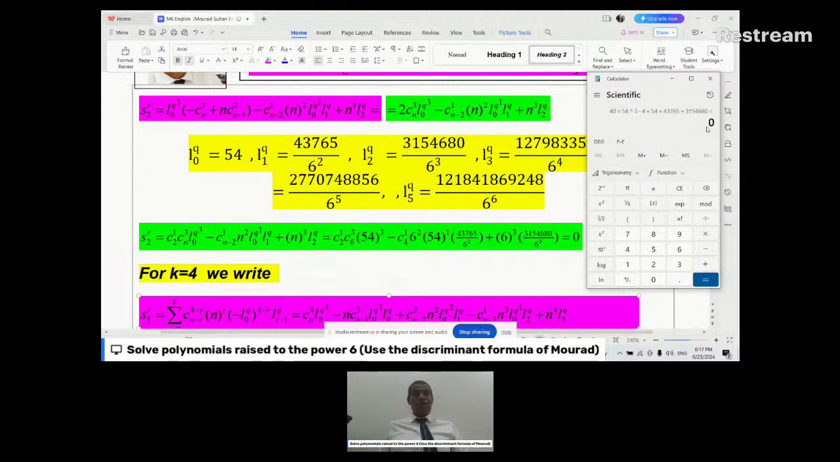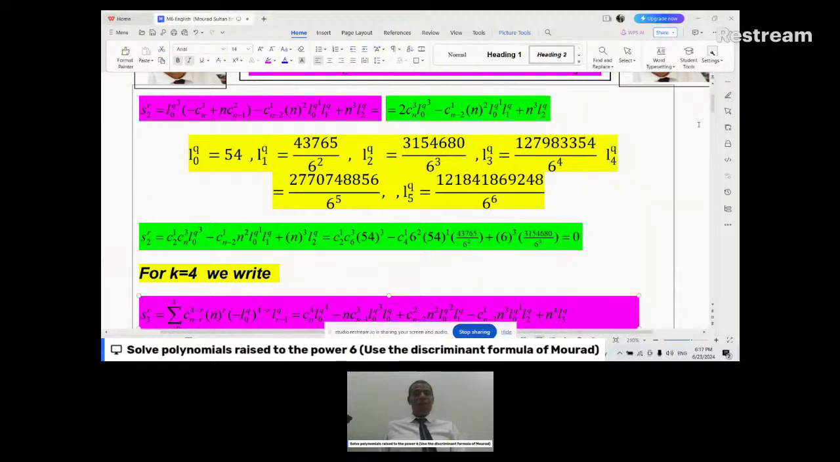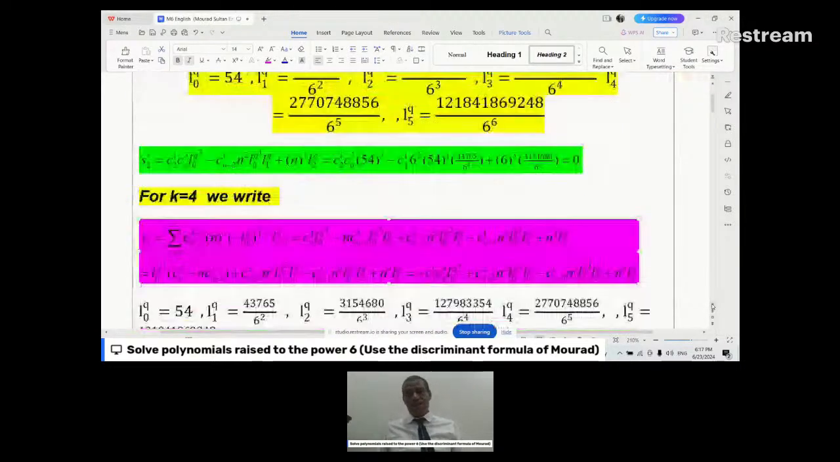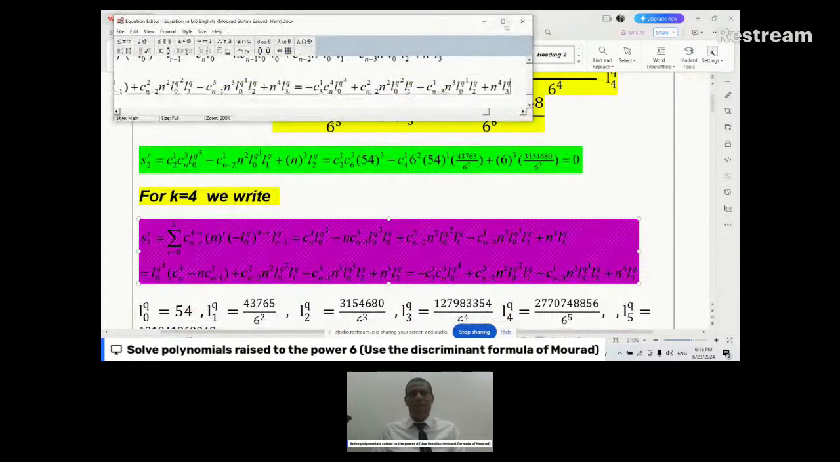So we continue, learners. Now we found the value of S2 of order R, which is equal to 0. We continue. We will try to find the value of S3. Learners, for S3 you should use the discriminant formula of Mourad Sultan Ezouidi. I will try to use this if it is possible.